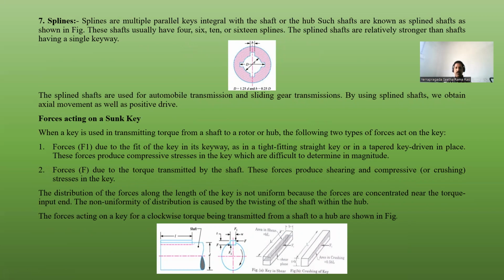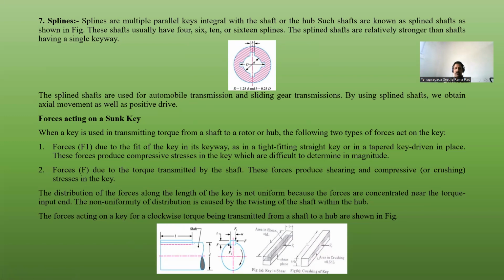And now coming to the forces acting on the sunk key. Generally the key is used for transmitting the torque from the shaft to the rotor. The following two types of forces are acting on the key. The force F1 due to the fit of the key, in the figure that you should observe. This is due to the tight fitting of the key in the shaft, and the magnitude of the forces produced in this key is very difficult to determine. And the other force which is acting downward here is due to the torque transmitted by the shaft. These forces are producing shearing and compressive stresses in the key here.